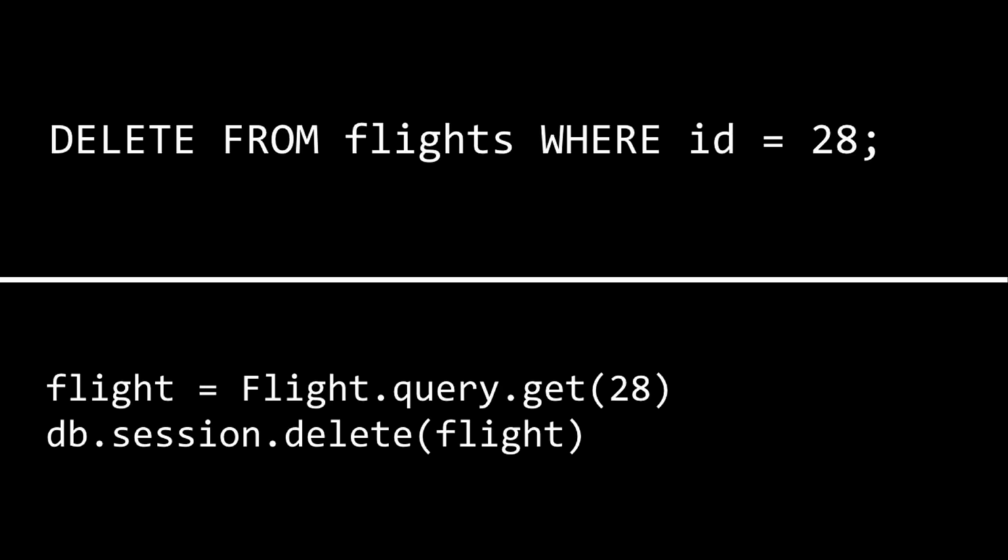Again, I would query for the flight by flight.query.get, get that particular flight, save it in flight. And in the same way that I could say db.session.add to add something to the database, I can likewise say db.session.delete this flight to delete that same flight from the database as well. So that was updates and deletes.